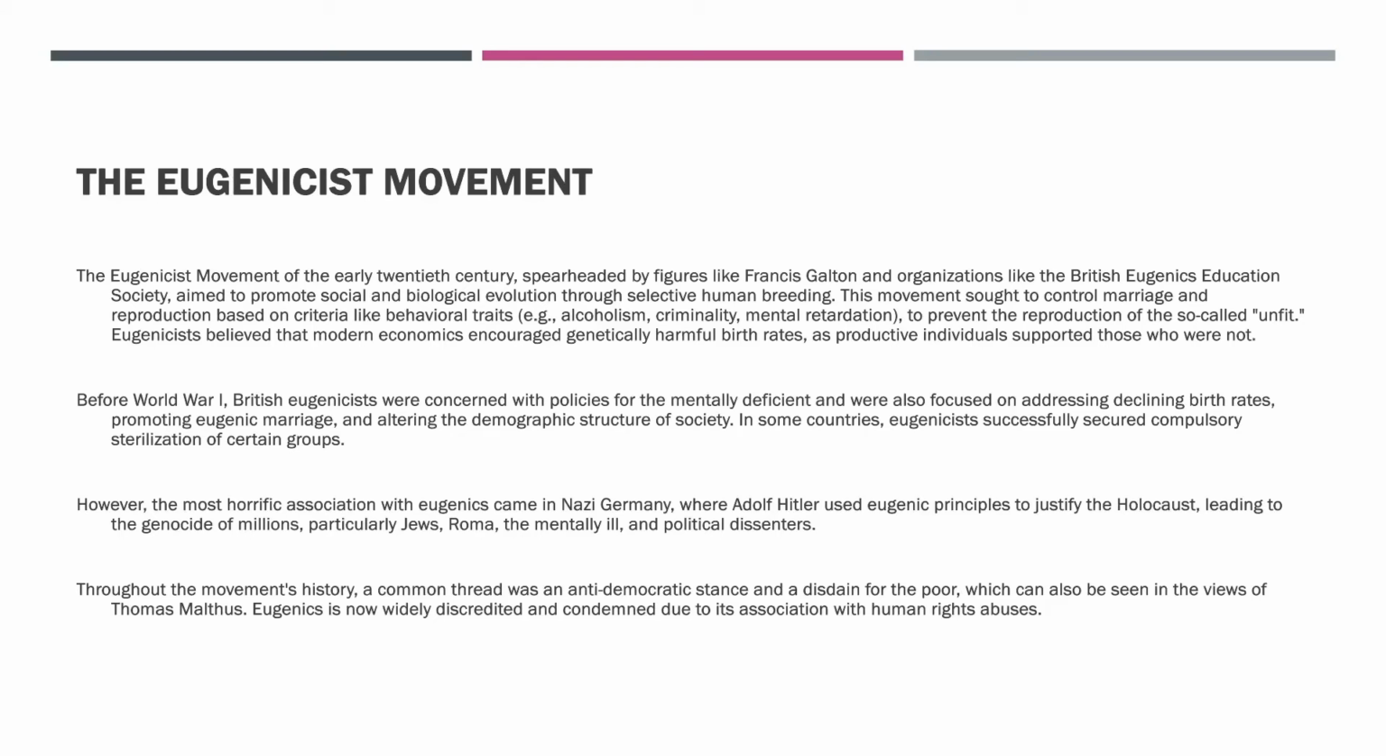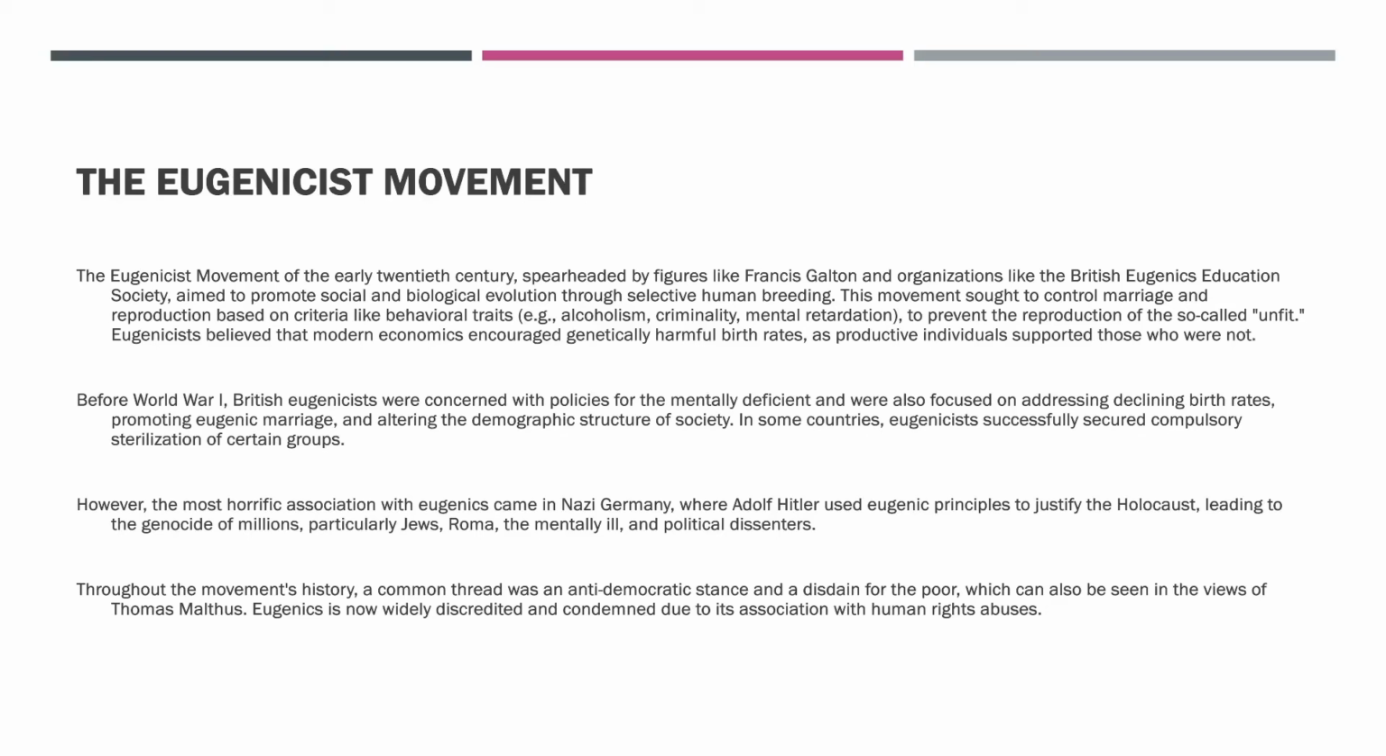So these people were termed unfit because, well, if you're an alcoholic, right, you most likely don't have a job. You're probably abusive. You're probably just a junkie, right? Criminality, mental retardation, people who have mental conditions, right? They tend not to perform so well in society. Children with autism, or certain degrees of autism, would require additional assistance, right? And so they may be proven to not be so effective in society or so productive, right? Eugenicists believed that modern economics encouraged genetically harmful birth rates as productive individuals supported those who were not.